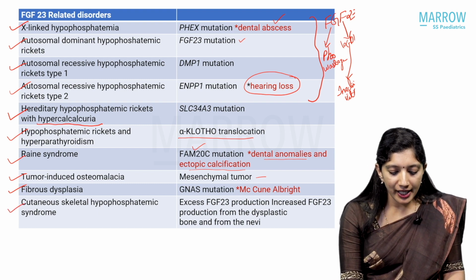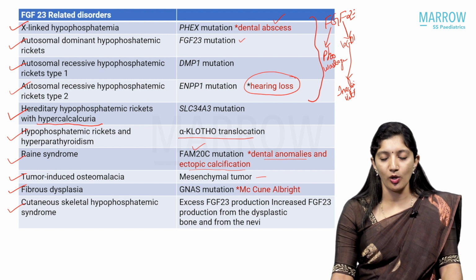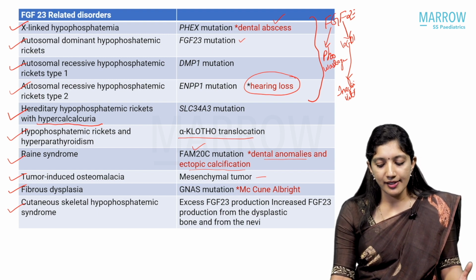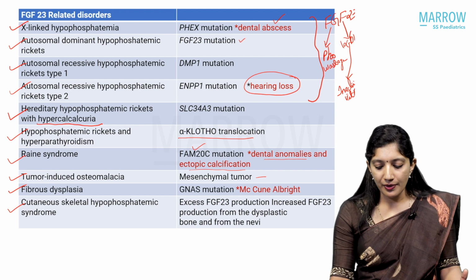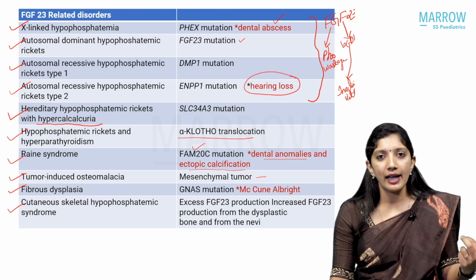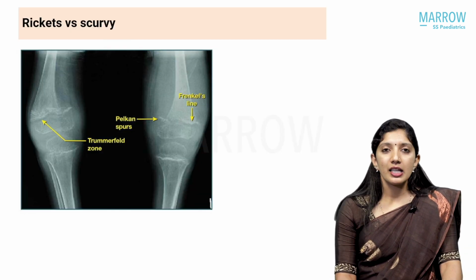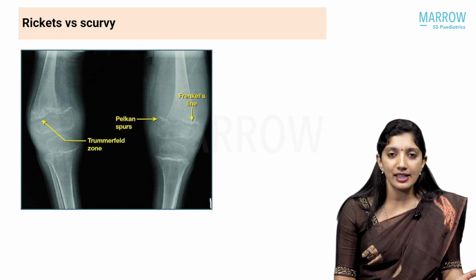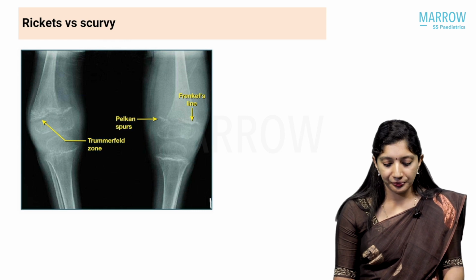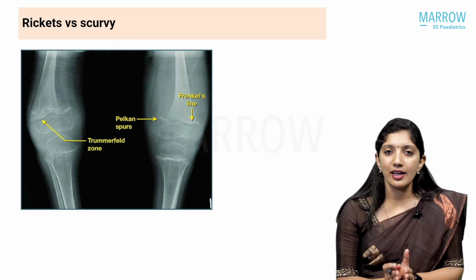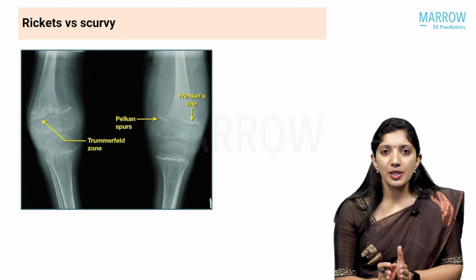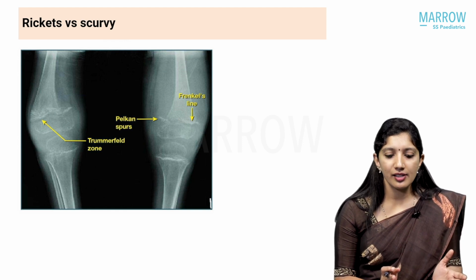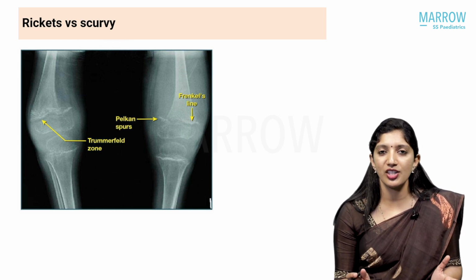Another is cutaneous skeletal hypophosphatemic syndrome. It is an acquired syndrome due to excess FGF23 production from the dysplastic bone and the skin nevus. Now we look into the differences in the radiological features of rickets versus scurvy. Scurvy affects the bone osteoid, whereas rickets affects the mineralization part.